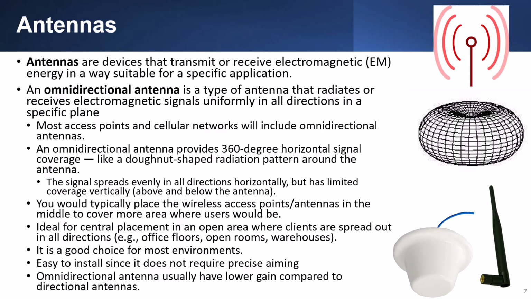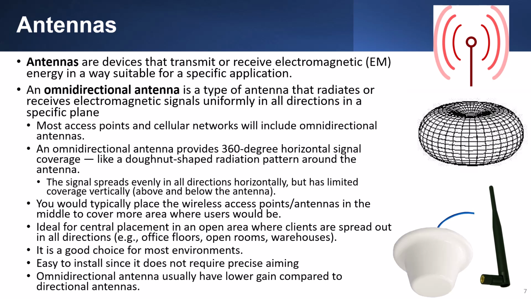An omnidirectional antenna provides 360-degree horizontal signal coverage like a donut-shaped radiation pattern around the antenna. The signal spreads evenly in all directions horizontally, but has limited coverage vertically above and below the antenna. We typically place the wireless access point or antenna in the middle to cover more area where users would be.